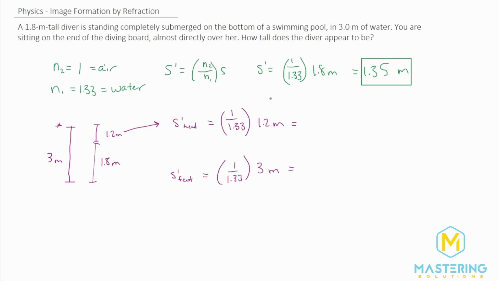So this is two methods of thinking about this. We take the object height and multiply it by the ratio of the indices of refraction to give us the image distance, which in this case, since we're directly above them, gives us the height. Or we find the distance to the head and the distance to the feet, and the difference between those two is going to be the height, of course.